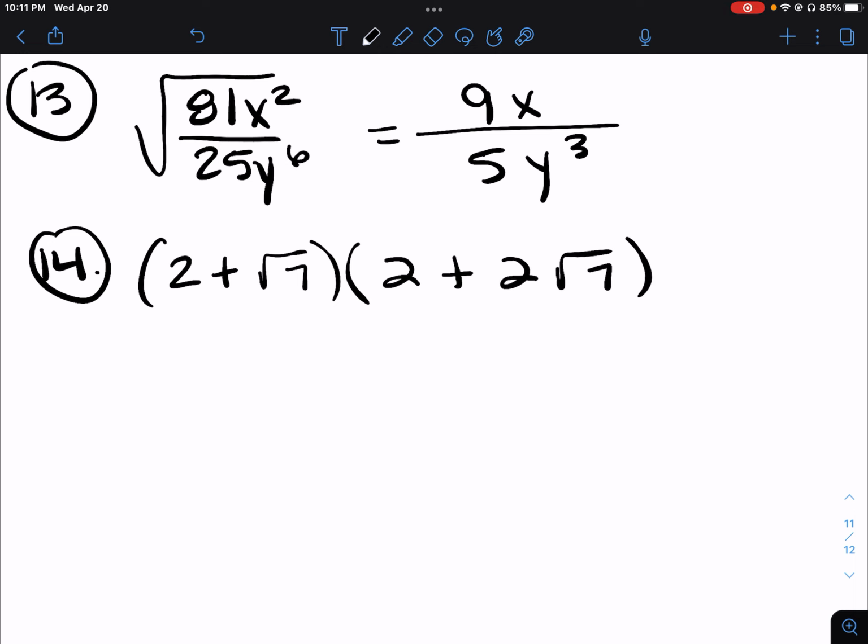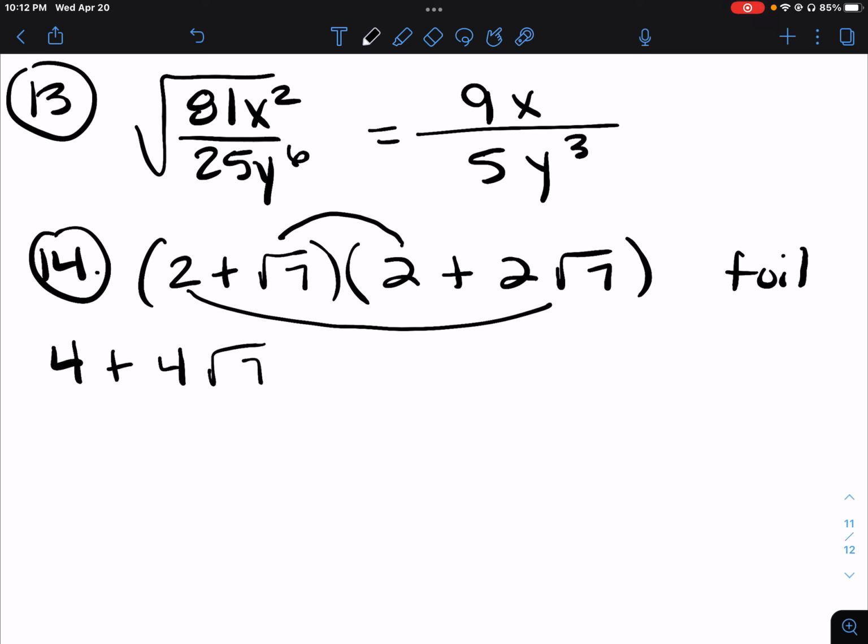Okay, this is a FOIL problem because it's 2 and 2. First, 2 times 2, outside, inside, and last. Square root of 7 times square root of 7, and then with the 2 outside would be 2 square root of 49.